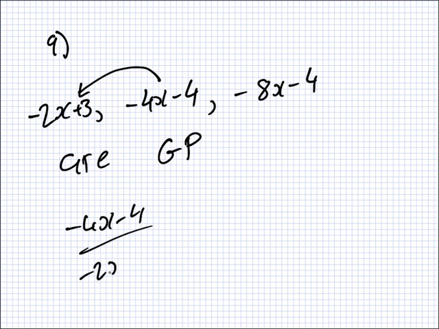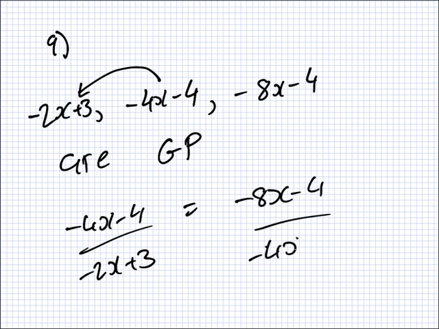Yeah, go ahead, Remy. What's that? Equals minus 8x minus 4 over minus 4x minus 4. Yes, it's right. So it was a mistake. Okay.